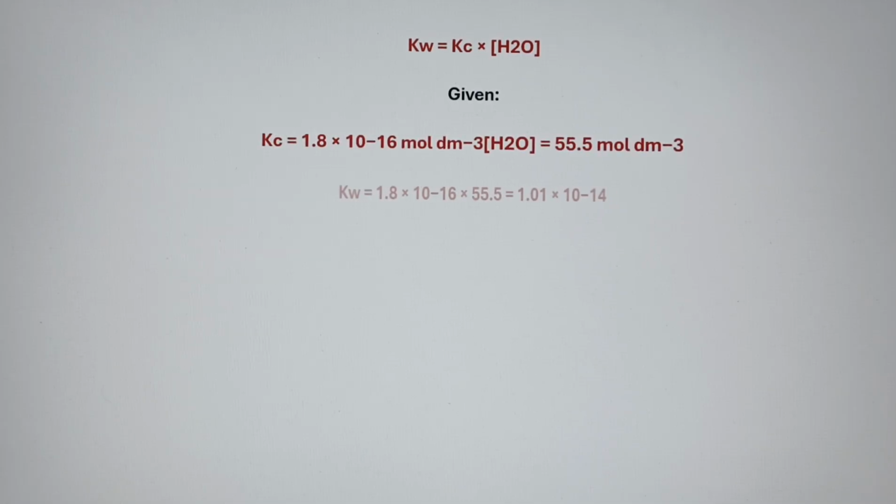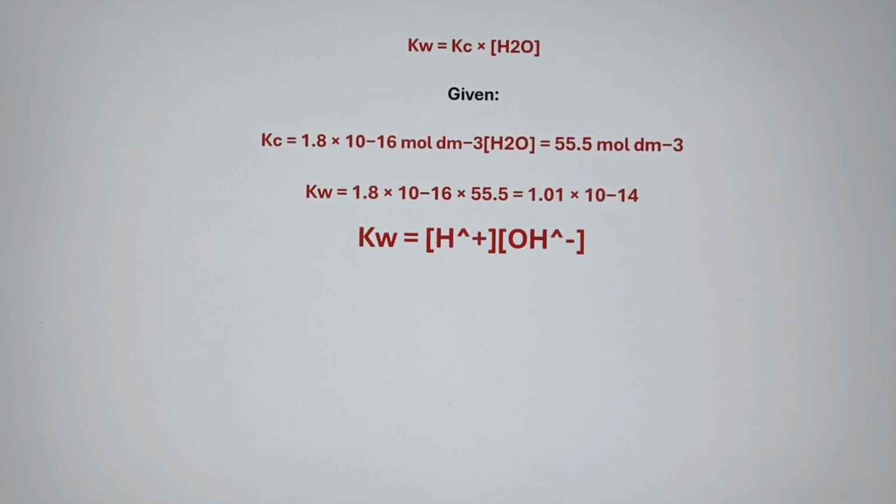Now we see what Kw is. Kw is the ionic product of water. It tells us how much hydrogen and hydroxide ions are present in water due to ionization. Here Kw is equal to the concentration of hydrogen ions times the concentration of hydroxide ions. Now we see that water does not ionize completely. Only a very small number of molecules break into ions like hydrogen and hydroxide ions. Because of this, the concentration of water stays almost constant.